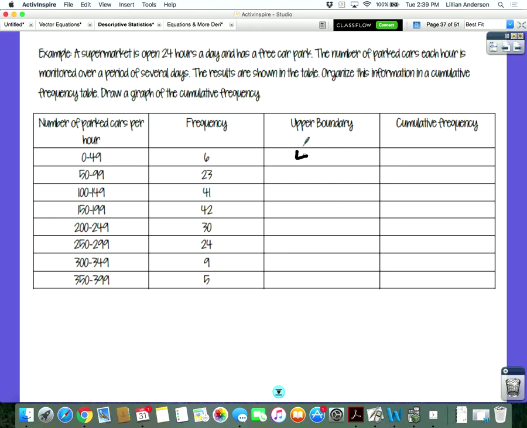49.5. You take the upper boundary and the lower boundary, and find the average. That's how you find the upper boundary, okay? That's what you would have done back on day one. What's the next boundary? 99.5. Take 99, add 100, divide by 2. What's the next one? 149.5. Will it always be something like this? No, it really depends on how the data is already arranged for you. What's the next one? 199.5. The next one, 249.5. Keep going.